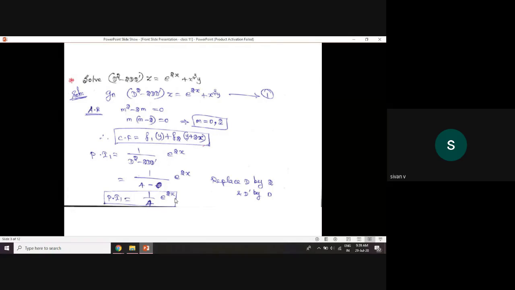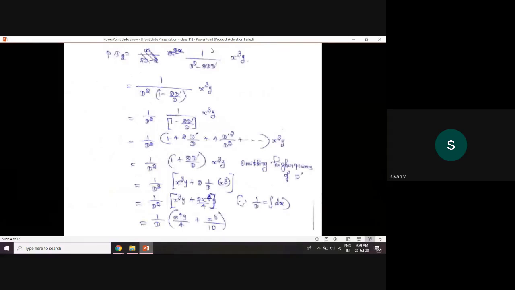And particular integral 2: 1 by D square minus 2 D D dash of x cube y. So here, students, can you respond? What is the highest power of D here? D square. Okay, D square, clear? Take D with the highest power, D square, common outside. So D square is taken outside.